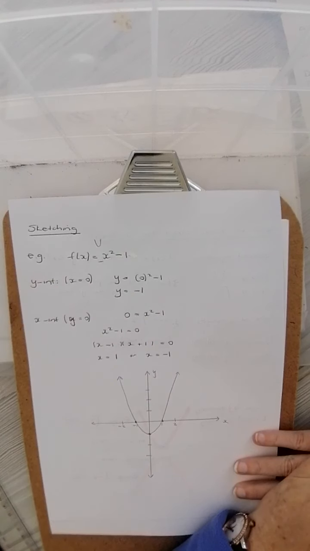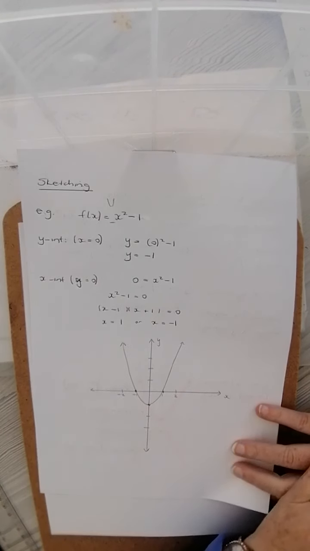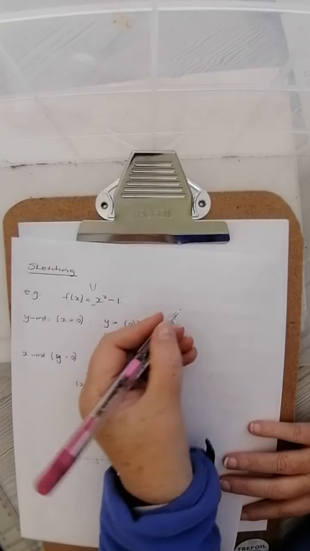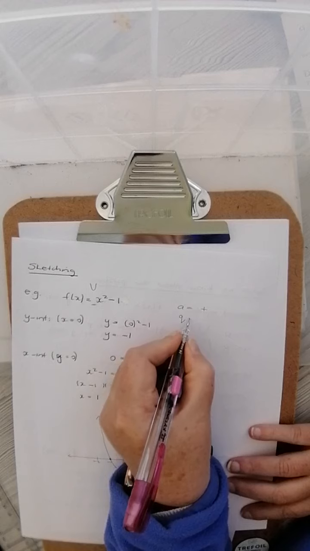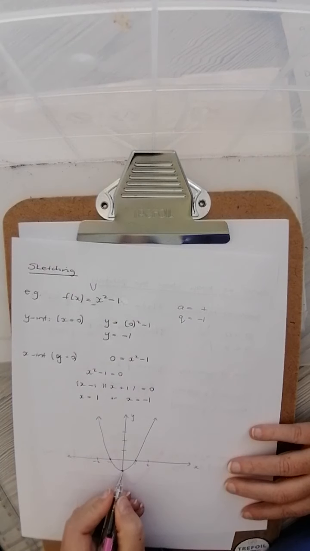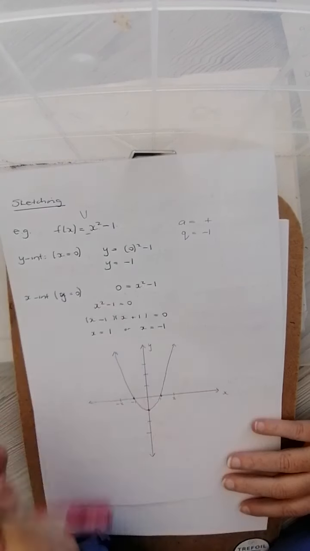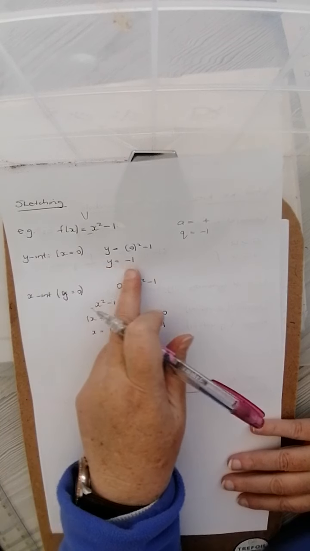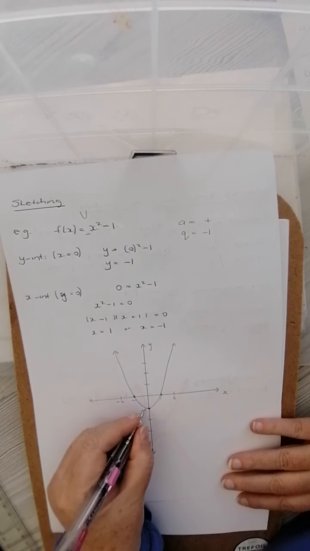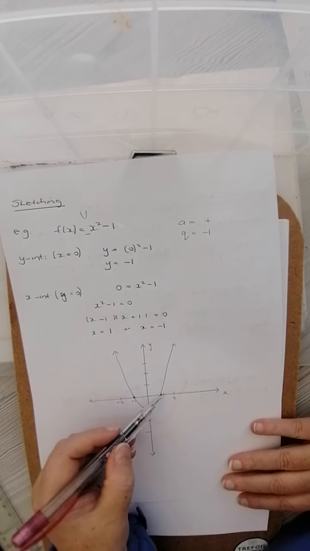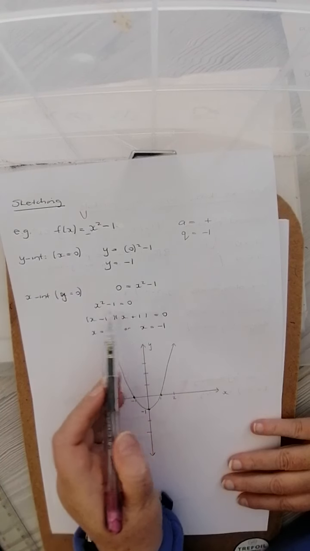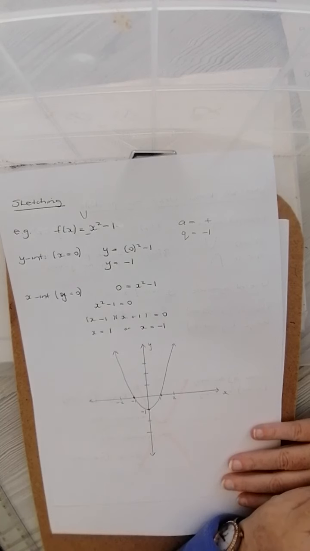Just like that. Remember, you look at the a, it's positive. You look at the q or the c, it's minus 1, which gives the turning point. For the y-intercept, you make x equal to 0 and you get your y-intercept of minus 1. And your x-intercepts are 1 and minus 1. Remember, you're probably going to have to do some factorizing.